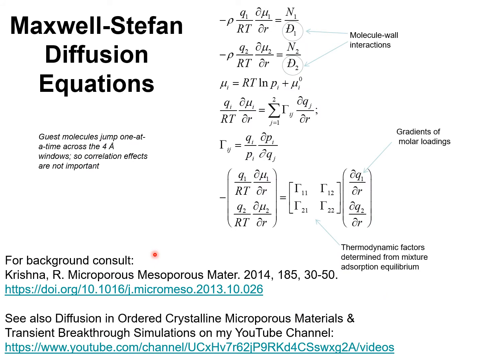Based on the MD animations shown on the previous slide, we conclude that the gas molecules jump one at a time across the narrow 4 angstrom windows. So the intercage jumps of gas molecules are uncorrelated. For this situation, the Maxwell-Stefan diffusion equations can be applied in their simplified form, in which correlation effects are ignored.